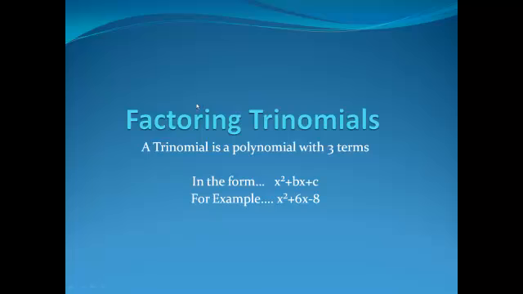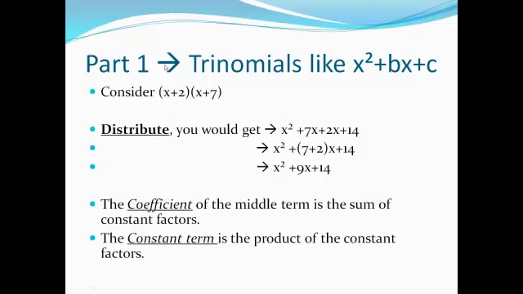A trinomial is a polynomial with exactly three terms. In the form x squared plus bx plus c is what we're going to start with. For example, you could have x squared plus 6x minus 8. You could also have plus 8, but just for this example I decided to do that. Part 1, we're going to factor trinomials like x squared plus bx plus c.